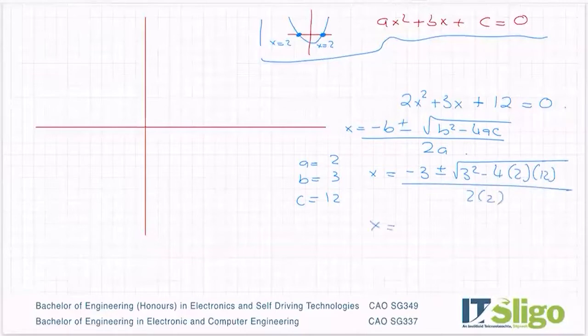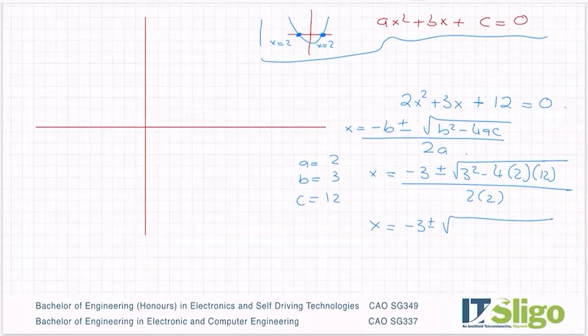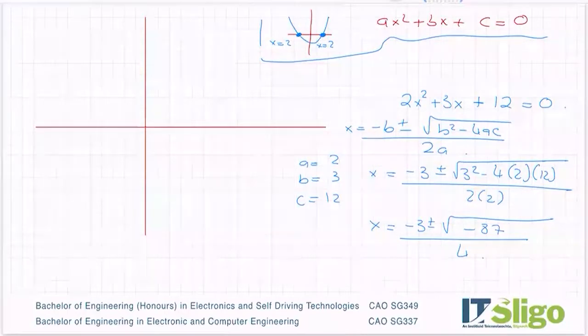Now if I put that into my calculator, I'm putting into my calculator not the square root sign, but 3 squared minus 4 bracket 2 bracket 12. And I got minus 87 all over 4. Now what happens if I put the square root of minus 87 into the calculator? I want you all to try that. Square root of minus 87. And what you'll find is you get a maths error.